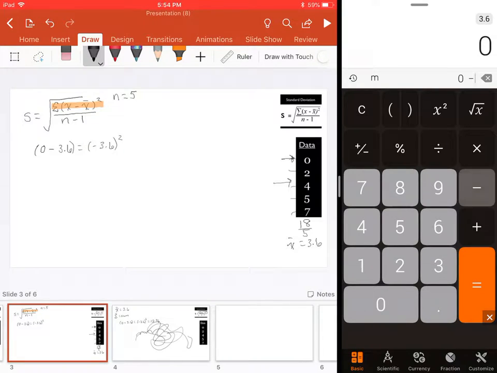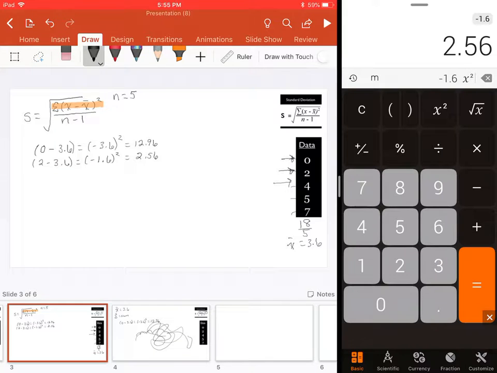So 0 minus 3.6. I know this is very simple math, but I'm just putting it into the calculator for demonstration purposes. And then I'm going to hit the little x squared button to square this, which is 12.96. The next data number here is 2, so I'm going to do this again. 2 minus 3.6 equals a negative 1.6, and I'm going to square that by hitting the little x squared button, and I get 2.56.